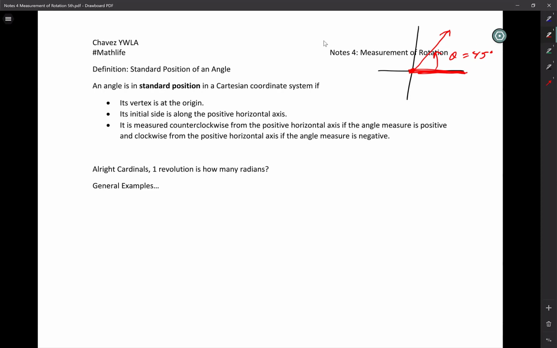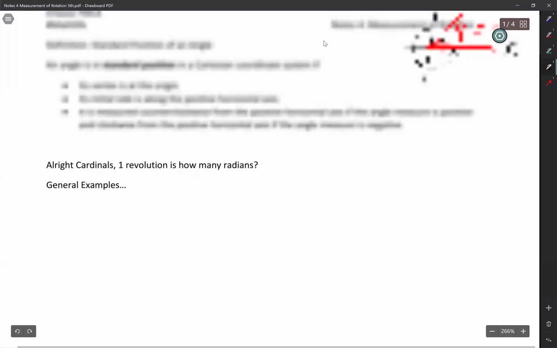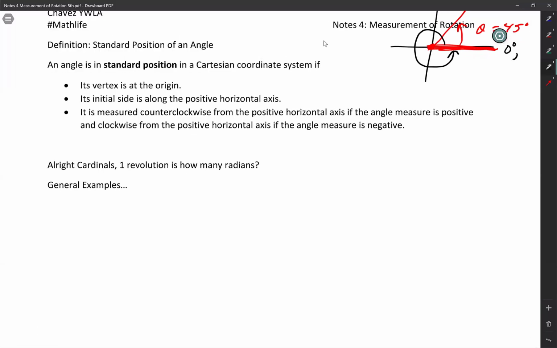Now, you guys are all smart. I think you guys are pretty smart. If I do one complete revolution, so 0 degrees, if I do one complete revolution, how many degrees is that? Someone tell me. 360. Yeah, 360. Good job.